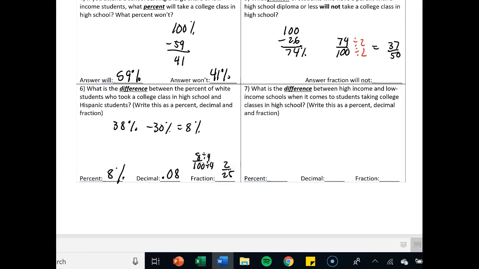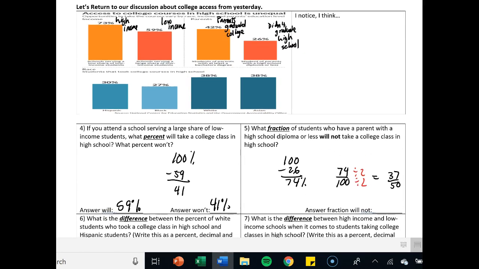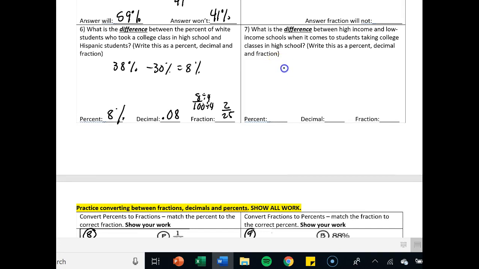Okay. And lastly, number 7, what is the difference between high-income and low-income students when it comes to taking college classes? So that's 73% minus 59%. So 73% minus 59% is equal to 14%. As a percent, that's 14%. As a decimal, that's easy. It's just 0.14. And as a fraction, that's 14 over 100. We can divide both of those by 2, and I get 7 over 50.